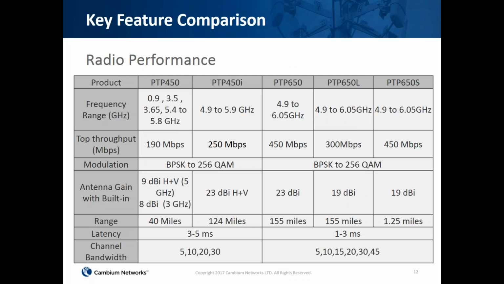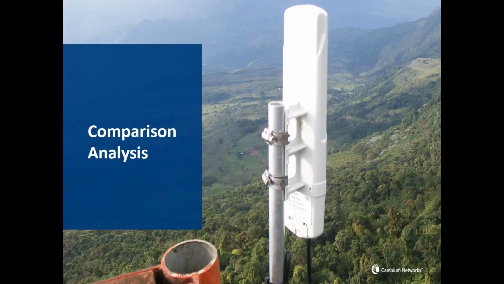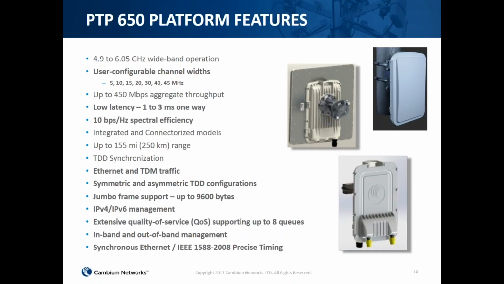So with that, we put together a few slides that show how these products compare, all of the products we've just been talking about. The 450 is on the left, migrating up to the 650, which is the three columns on the right. The PTP 650 is available in a couple of different form factors and product definitions. The standard PTP 650. We also offer a 650L, which has a small form factor antenna. If I go back a slide, you can see the picture in the upper right of the small form factor antenna.